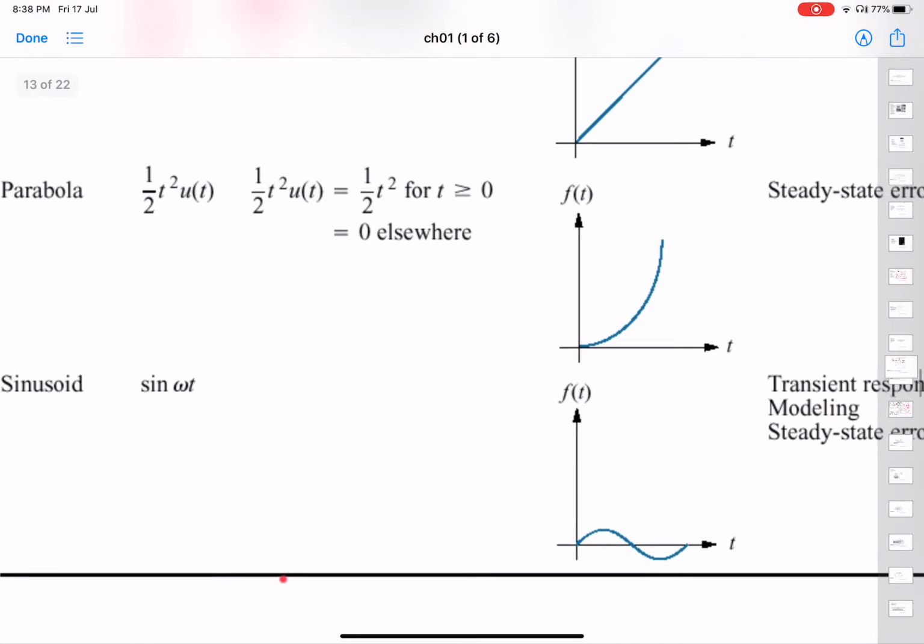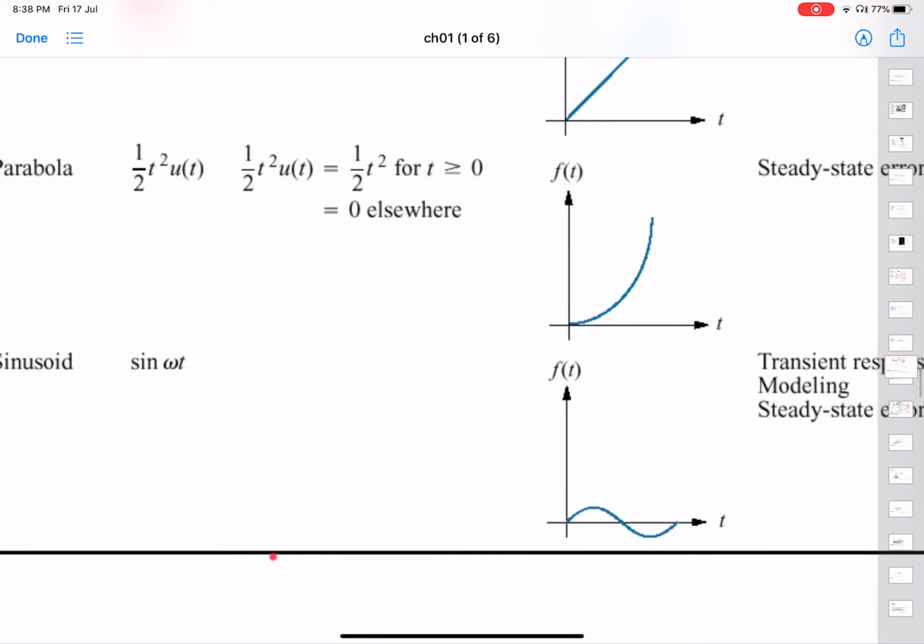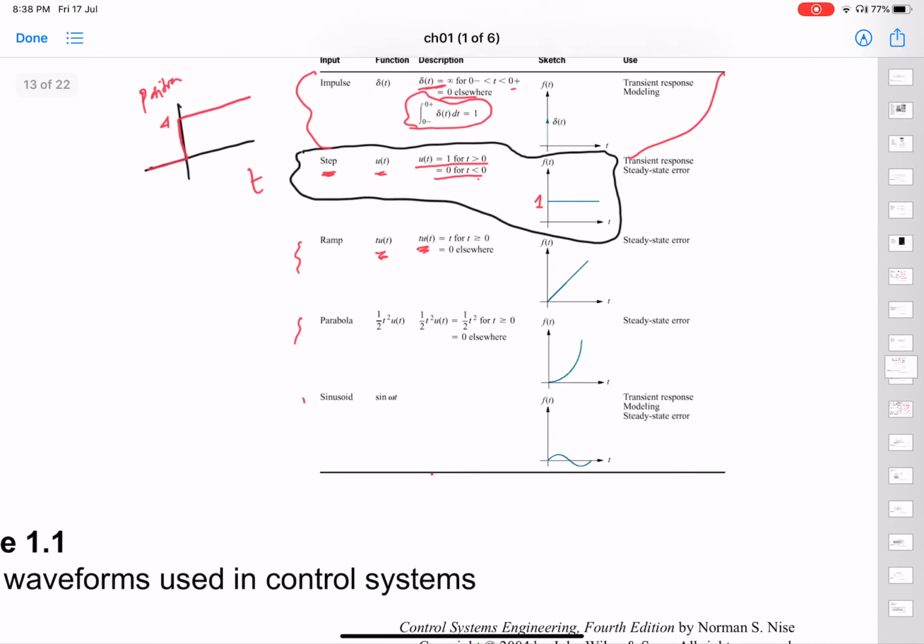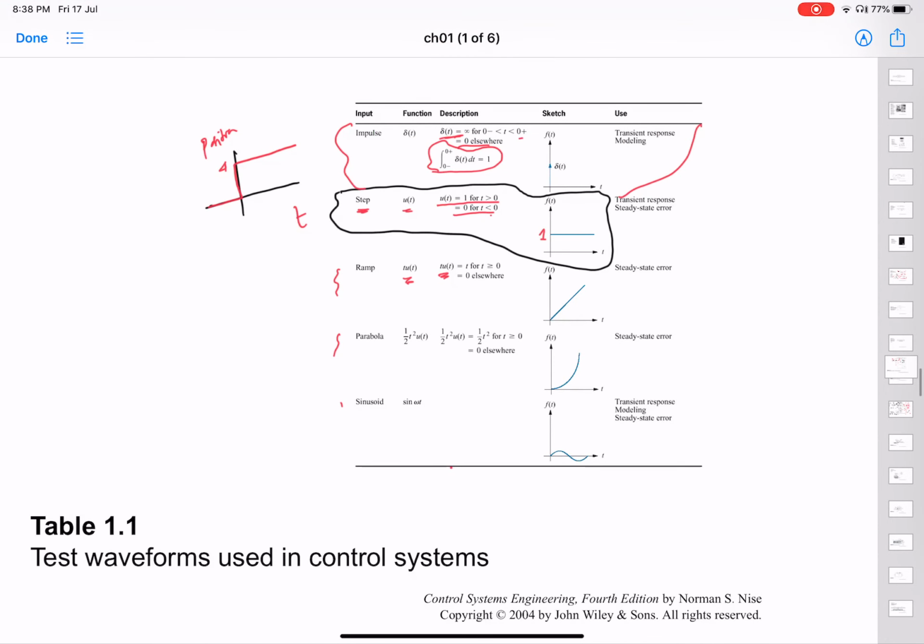And you can also have a sinusoidal input, which is a very common input that we'll see generally. So these are the main input types that we'll encounter as we proceed in trying to understand this subject.